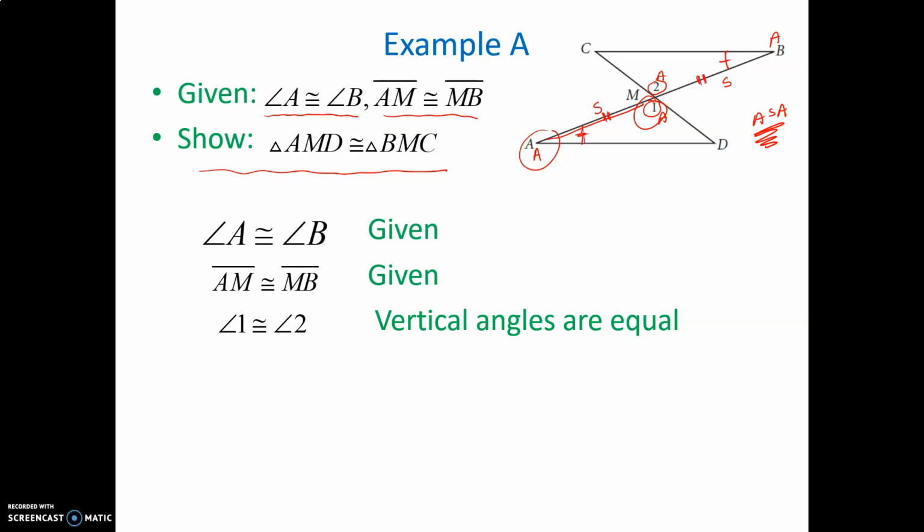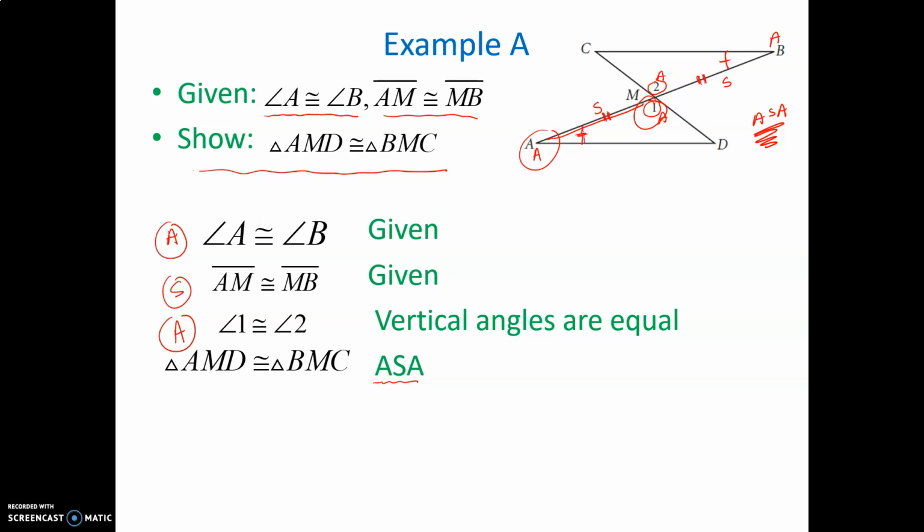So you don't just say because they're vertical angles, you say the whole thing, vertical angles are equal. So now I have shown the three parts that I need for the angle, the side, and the angle. So this gave me an angle, this gave me the side, and this gave me the angle, and the side is in between the two angles. So therefore, triangle AMD is congruent to triangle BMC, and the reason is ASA. So all these other reasons you need to write out, these shortcuts you can abbreviate.